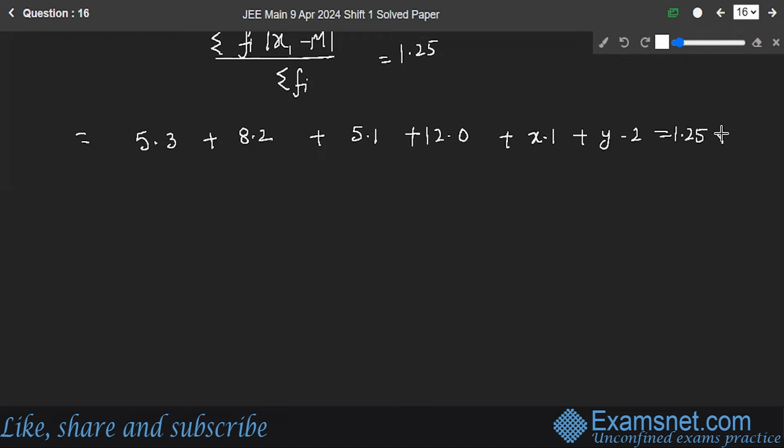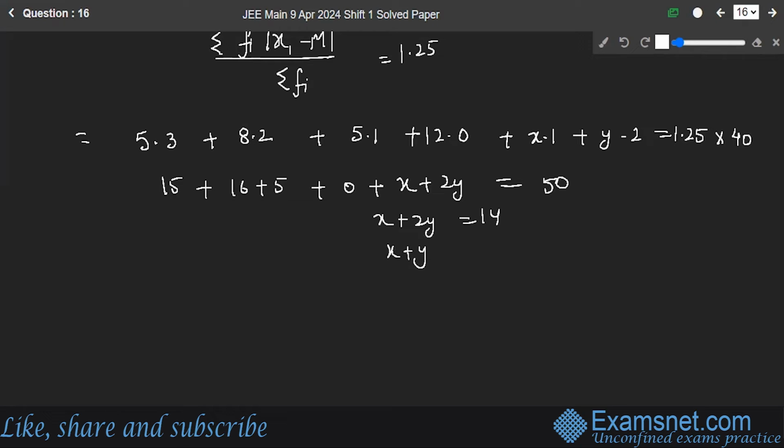This is 1.25 into 40. Or this is equal to 15, 16, 5, 0, x, 2y. This is equal to 50. Or you have x plus 2y is equal to 14. From the first one, we had x plus y is equal to 10. So y is equal to 4, and the corresponding value of x will be equal to 6. x plus 2y is equal to 14.